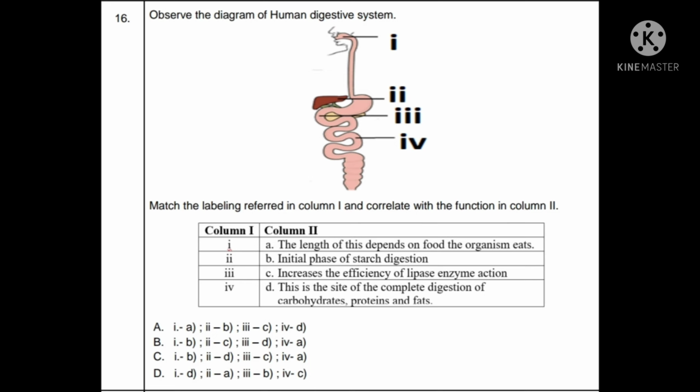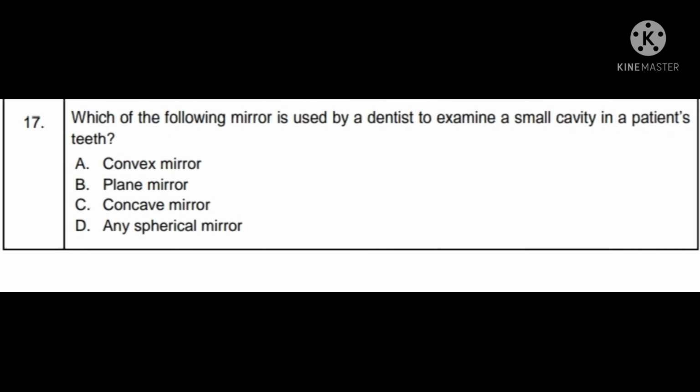Here the correct option is option B, 1B, 2C, 3D, 4A. Question number 17. Which of the following mirror is used by dentist to examine a small cavity in a patient's teeth? Option A, convex mirror, B, plane mirror, C, concave mirror, D, any spherical mirror. Answer is option C, concave mirror.